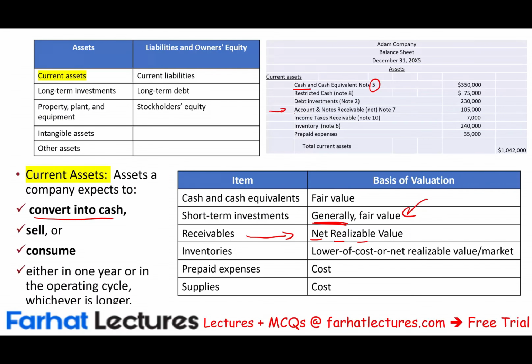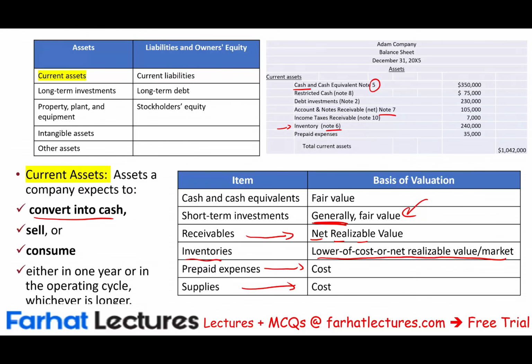If you notice here, accounts and notes receivable, net, and see note 7 for further details of how they compute the net amount. Inventories are reported at the lower of cost or market/NRV. Notice here we would look at note 6. Prepaid expenses are reported at cost. Supplies are reported at cost. The first thing I want you to know is that not all assets are reported at cost or fair value. Different current assets are valued differently on the balance sheet.